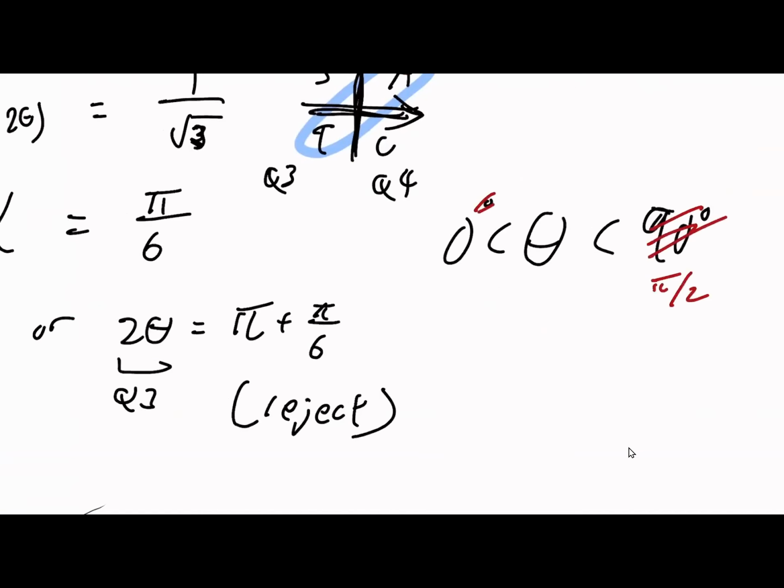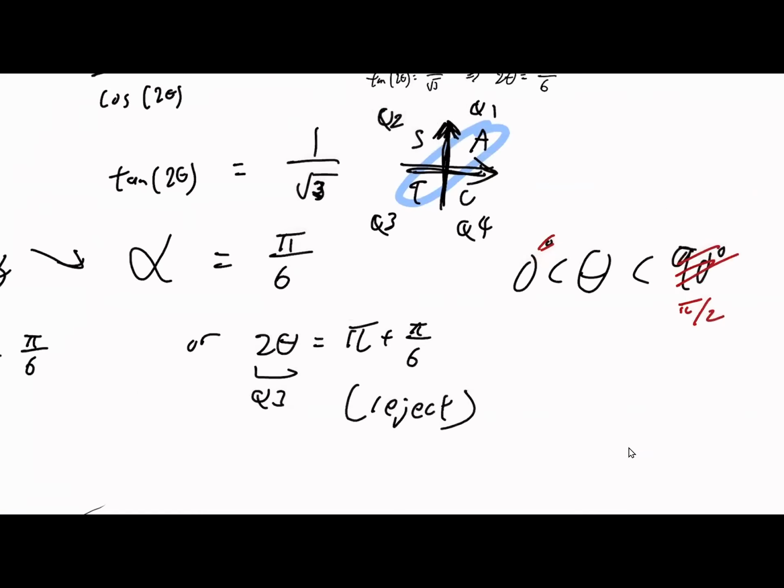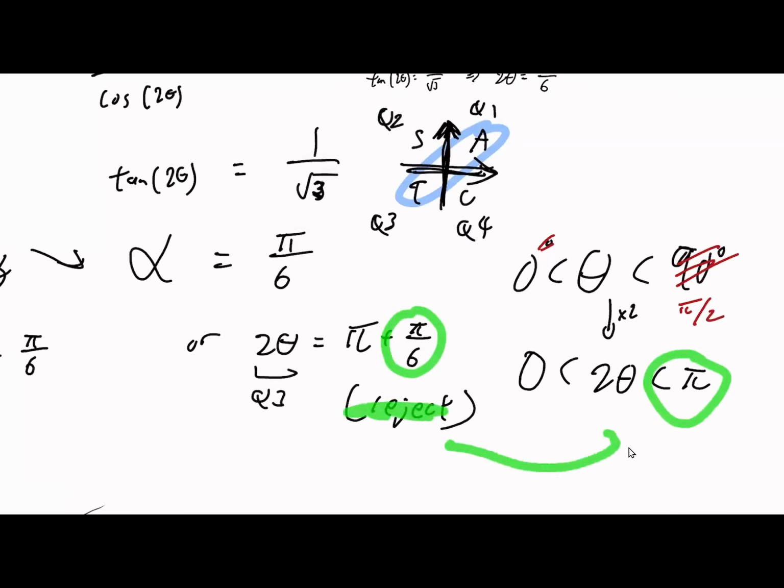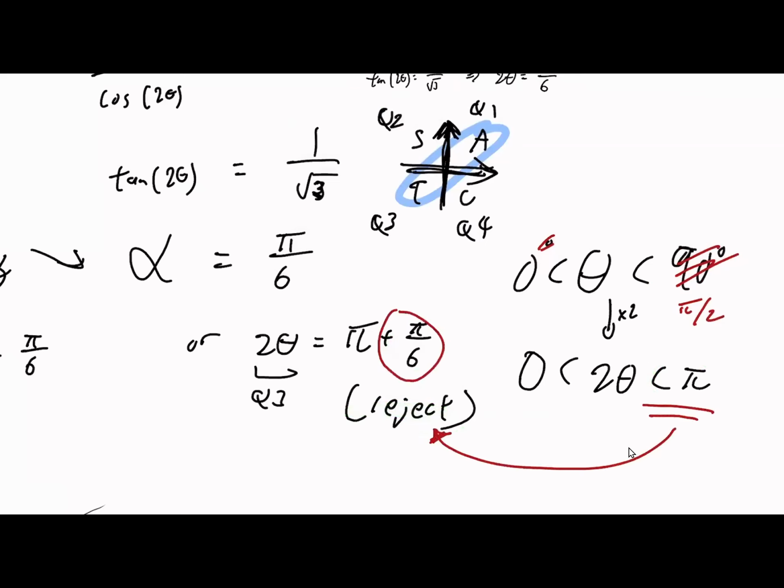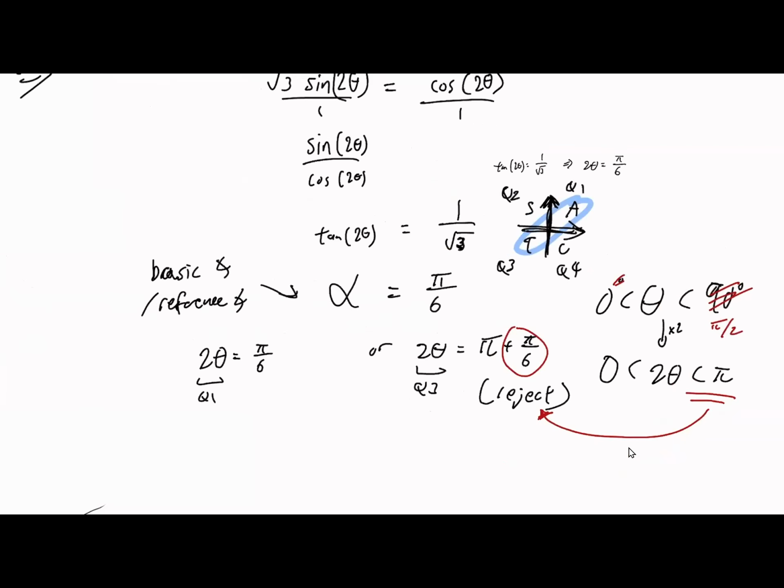Very good. So that means 2 theta must be between pi and 0. Correct or not? Just times 2. If you have pi plus pi over 6, it's already more than pi, so straight away you can reject the answer. Okay, good. So we are left with 2 theta equals pi over 6. That's the proper way to do it, the most general method. Then because of the special case, you simplify down to only one answer and reject the extra solutions.